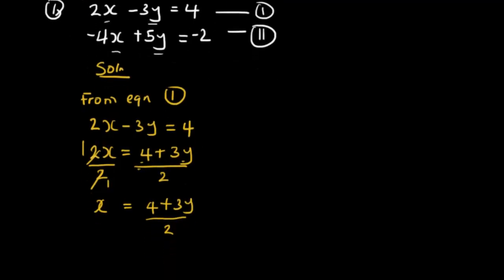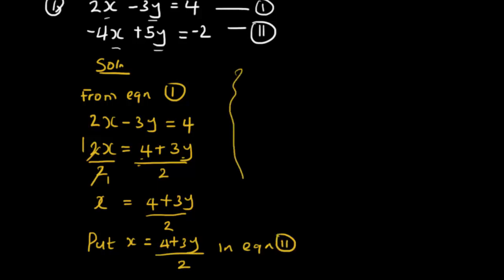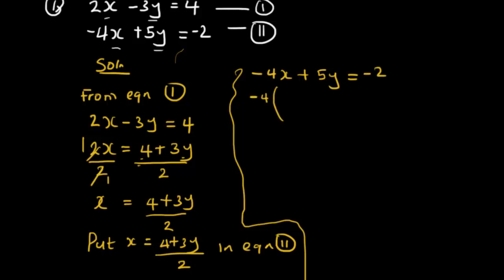Now I hope you understand it to this point. So we can now put x equals 4 plus 3y all over 2 in equation 2, which is the second equation in this case. Now let's solve the remaining here. So I'm going to write equation 2. Equation 2 is minus 4x plus 5y equals minus 2. So anywhere I see x, I'll call it 4 plus 3y all over 2. So I'll be having minus 4 into brackets 4 plus 3y all over 2, then I have plus 5y equals minus 2.